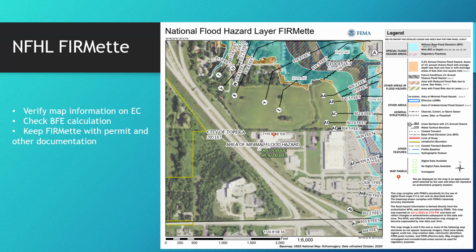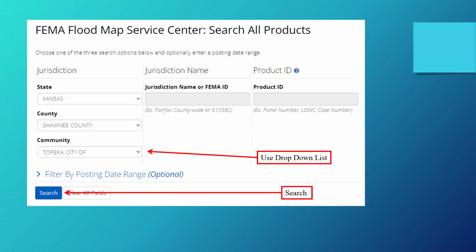So it does give you the community name and number. It shows you that we're in Zone X. It gives you the panel number and the effective date for that panel, which is most of what Section B asks for. So you would just verify the map information on the elevation certificate. If you're receiving one from an applicant, you just want to make sure that it's all correct. And then you would check the calculation and other aspects of the certificate, but this is something you would typically keep with the approved permit that you issue, and with the other documentation that goes with an approved permit.